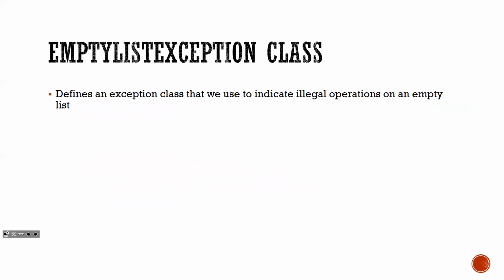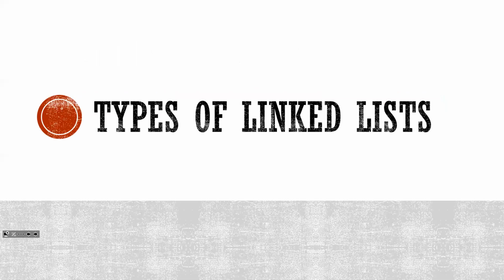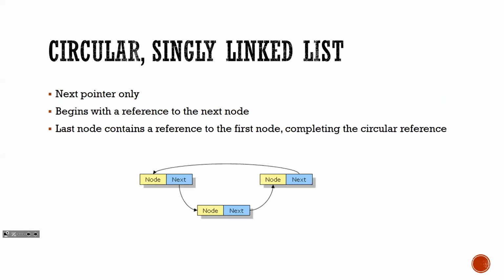If we're working with a list, we could have an empty list exception, and that would just tell us that we were trying to perform an illegal operation on an empty list. So these linked lists are behind the scenes, and Java's using them to keep track of some information. There are some different types behind the scenes, or we could create our own.